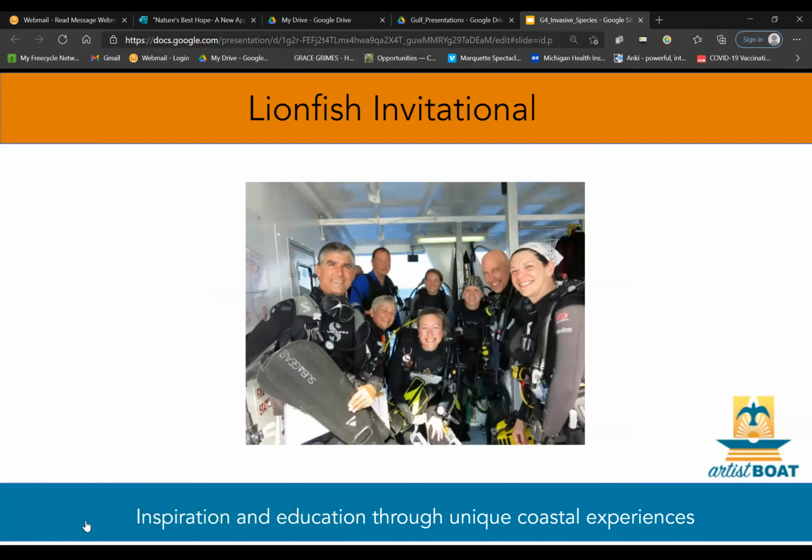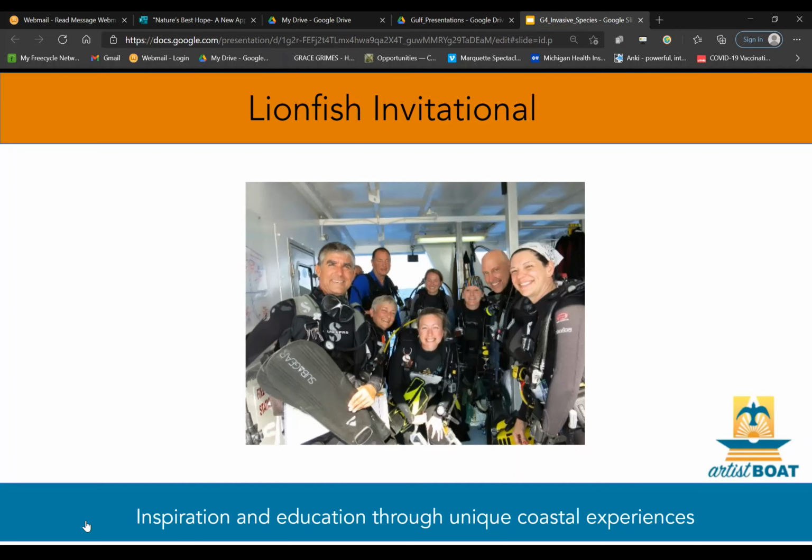So when we look at the Flower Garden Banks National Marine Sanctuary, which is in the Gulf Coast, it's really close to us, this one-day derby is not a sustainable event. So what they have instead is a lionfish invitational. So this is a 4-day event. It's a science-based research expedition in which 11 dive teams work to remove as many lionfish as possible. And in doing so, they also record helpful data on lionfish activity and sightings.